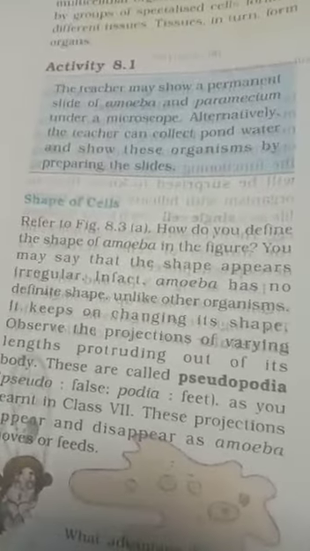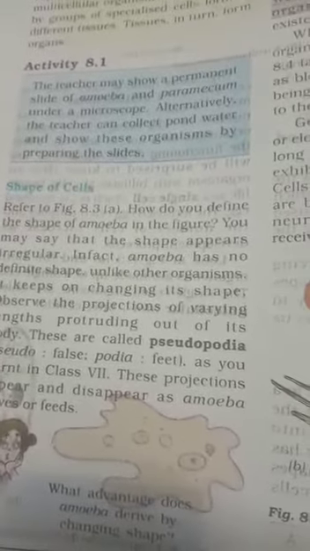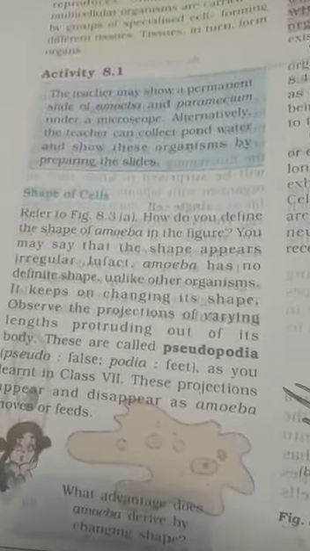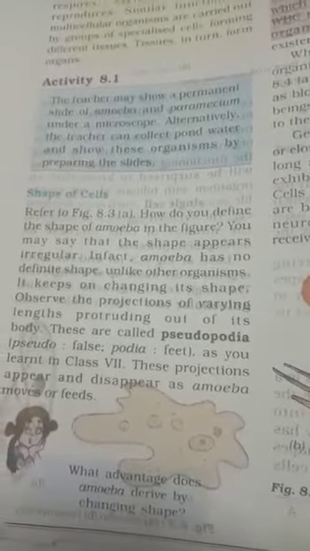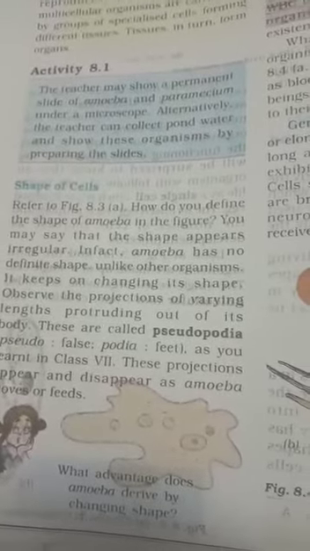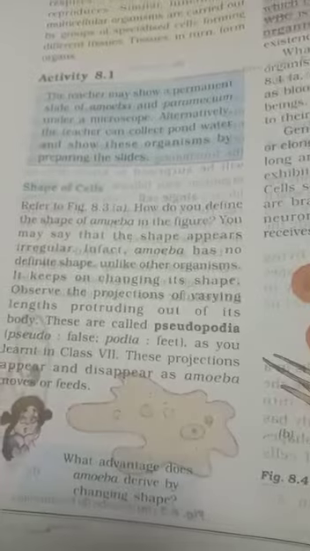So the amoeba's shape and size appear irregular. In fact, amoeba has no definite shape. அமீபாவுக்கு ஒரு எந்த சேஃபுமே இருக்காது. அது வந்து சேஃப் என்ன பண்ணிட்டு இருக்கும், ஆட்டோமேட்டிக்காக மாற்றிட்டே இருக்கும்.